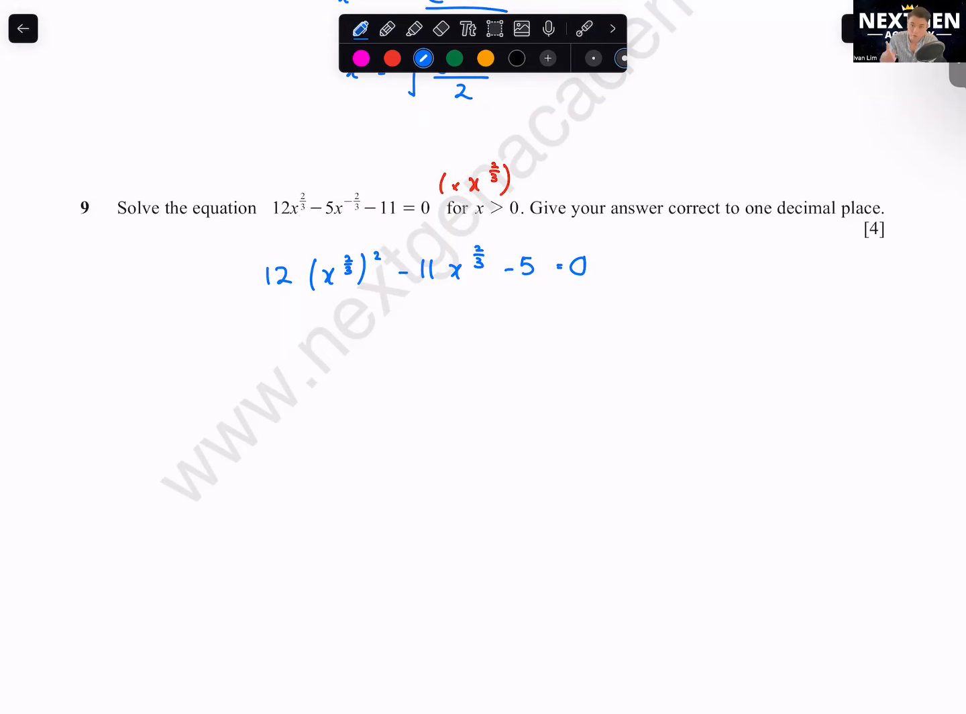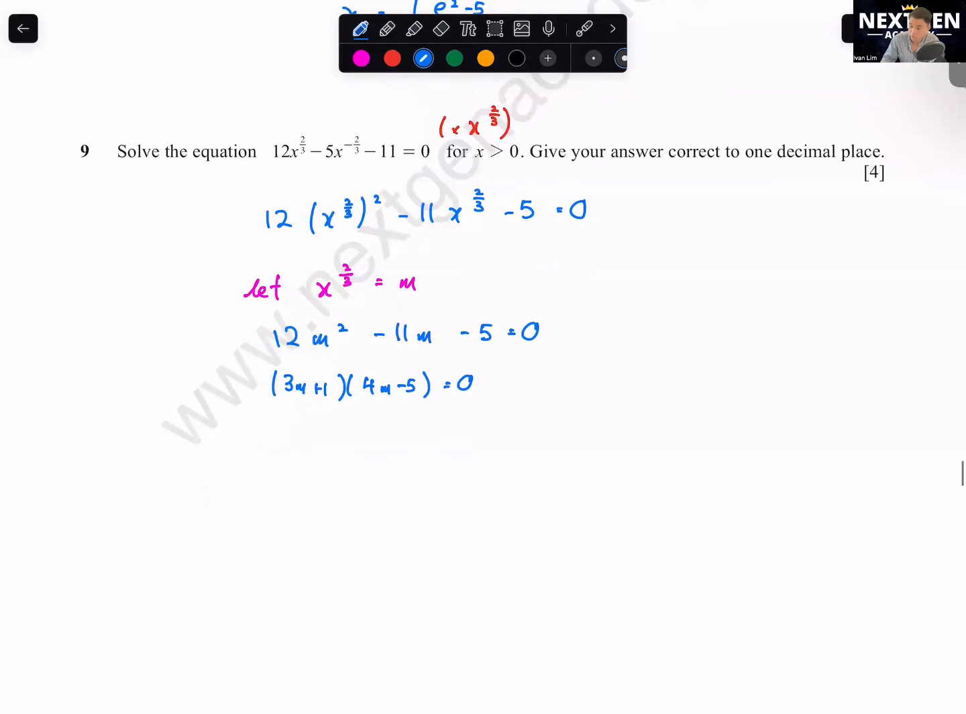Okay. So if your first step, you want to make it let x to the power of 2 over 3 equals to whatever alphabet, you can. But for me, I do it in the second step. Okay, so now I do here, let x to the power of 2 over 3 equals to whatever alphabet that you want, except x. So you will get 12m squared minus 11m minus 5 equals to 0. Factorize this, (3m plus 1)(4m minus 5) equals to 0.